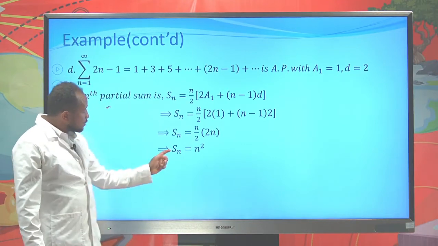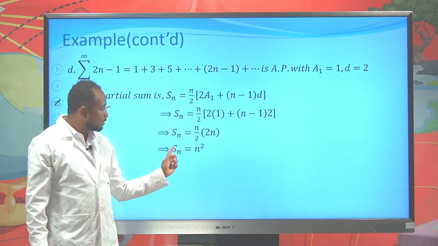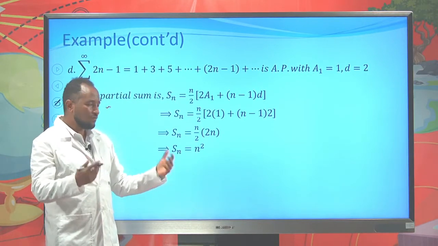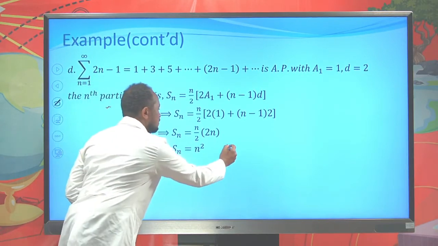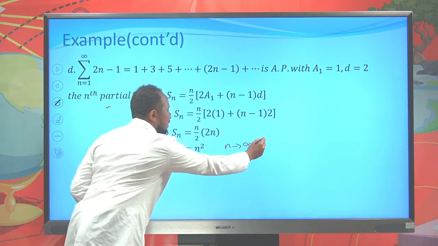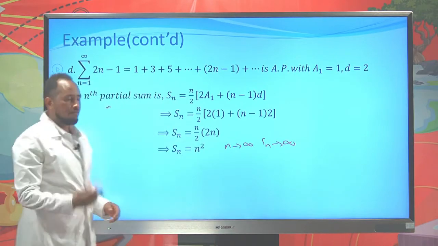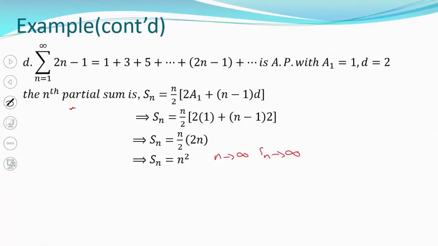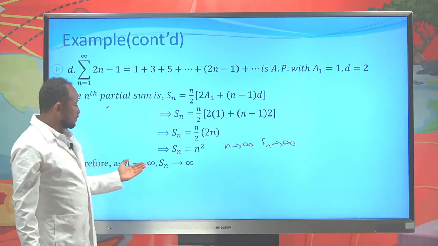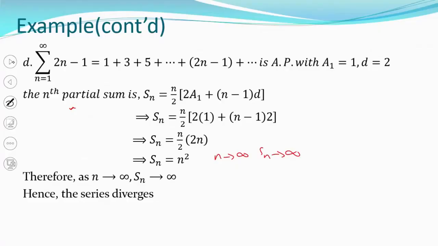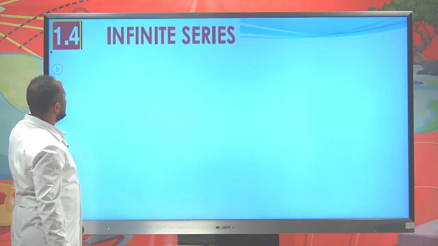So as n goes to infinity, n squared also goes to infinity. So Sn goes to infinity. Since we didn't get a finite unique number, this series diverges. Therefore, as n goes to infinity, Sn also goes to infinity. So the series diverges. Okay, now let's continue to the other part.